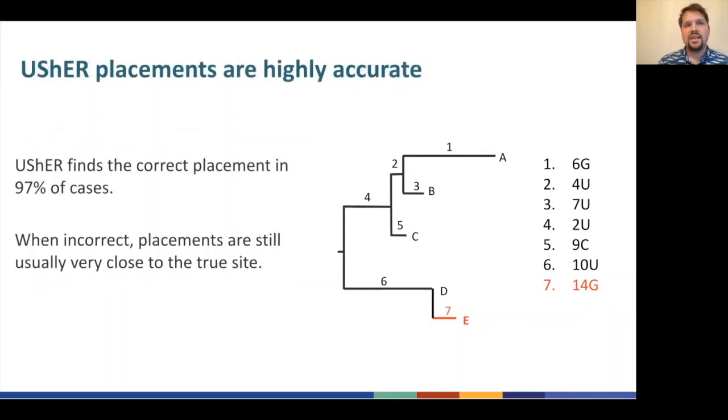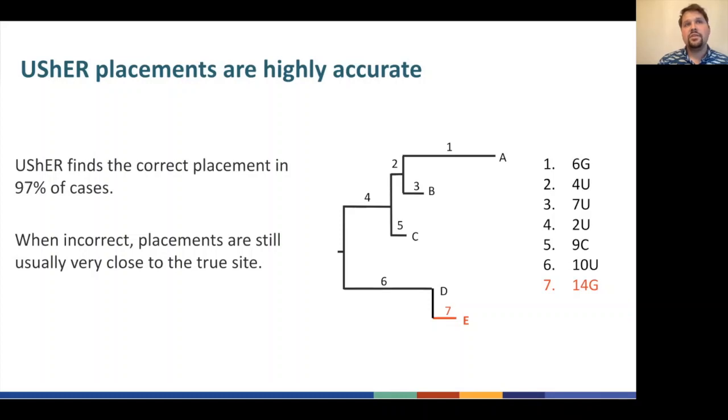Importantly, UShER is then able to write the new phylogenetic tree, including the user-supplied sample. And of course, all large phylogenetic trees almost certainly contain errors, but we have found that our approach has comparable accuracy to more conventional de novo phylogenetics methods. You can read more about this in our manuscript, for which I'll provide a link at the end of this presentation.